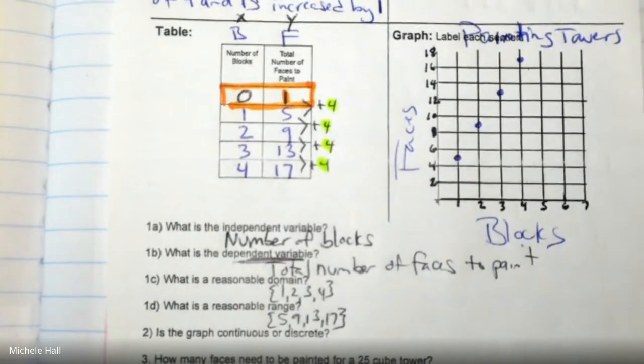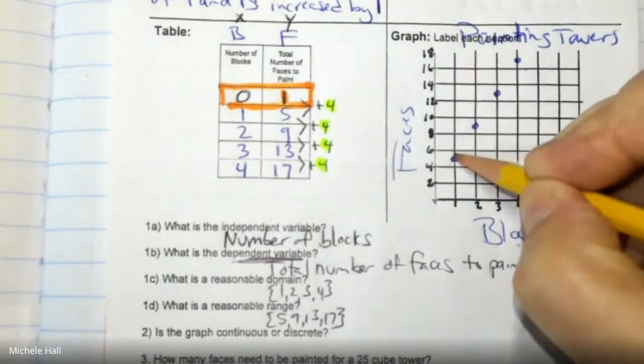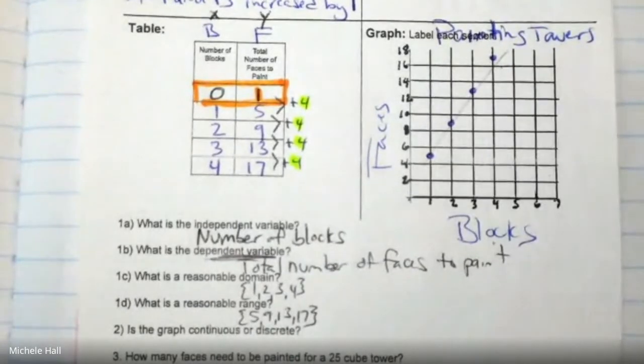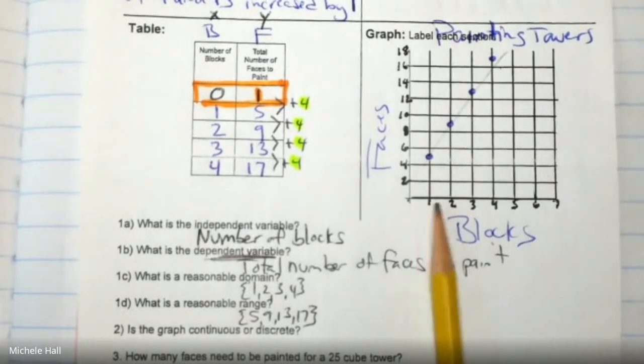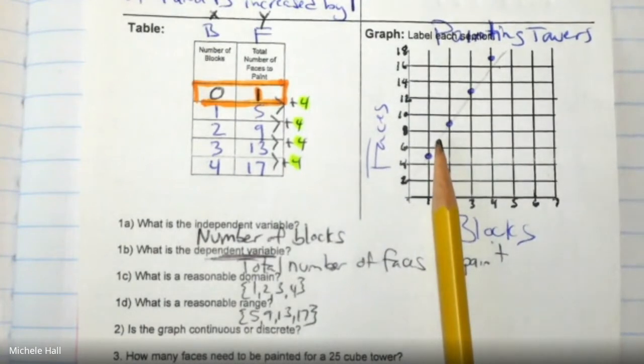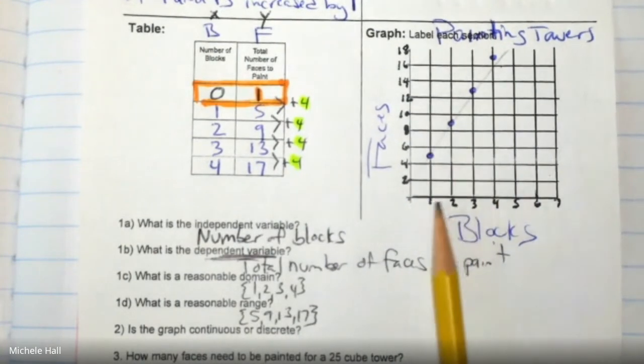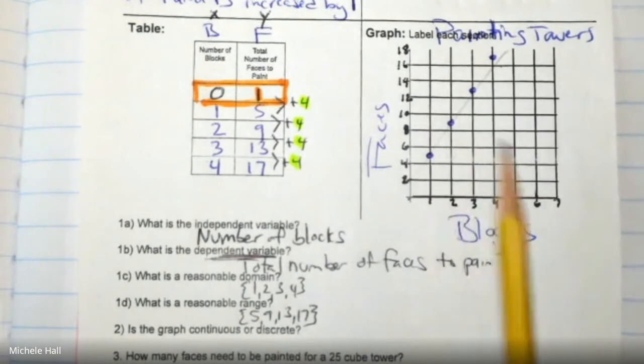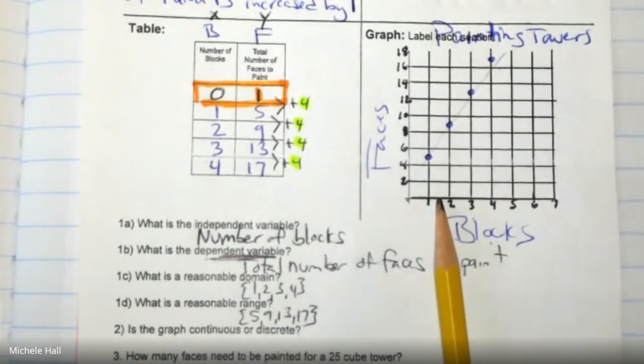If I draw a line through my graph, that graph now says that I would have 1.5 blocks to paint. And then I would have 7 faces or so. I mean, you really can't tell with a fraction in here exactly what it's going to be. But does it make sense that you're going to paint 1.5 blocks?